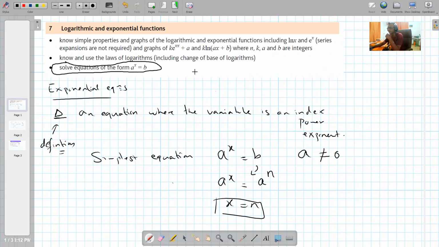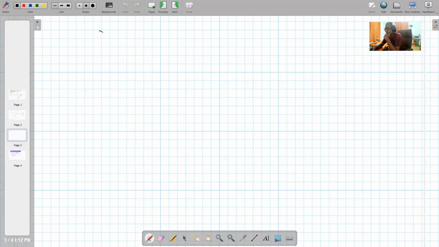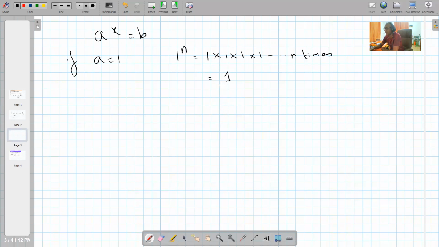Dans cette exponential equation, OK. On arrive à la deuxième page. a to the power of x is equal to b, if a is equal to 1. Bon, 1 to the power of n is equal to 1, n times, qui est égal à 1. Et dans ce cas, 1 to the power of x va à b. Et là même, nous disons, 1 raised to the power of any number can only equal to 1.